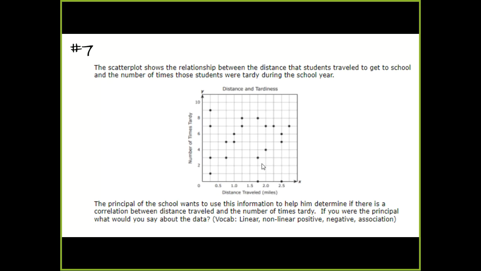So now the important part, if you were the principal, what would you say about the data? So what do you guys think about this data? What does this data look like to you? It's scattered. It's nonlinear, yeah, so it's not a straight line, it's scattered. So if it's scattered, is there a correlation? There's no correlation. So let's take a look at what the answer choices give us.